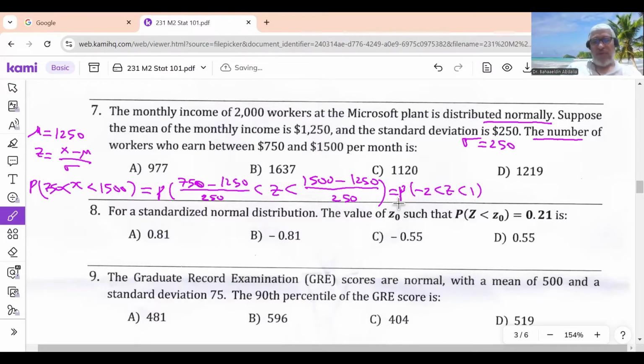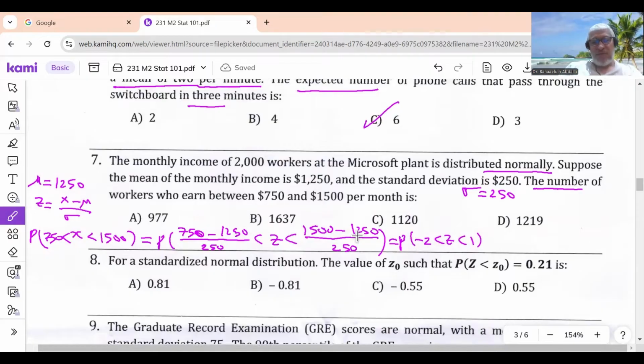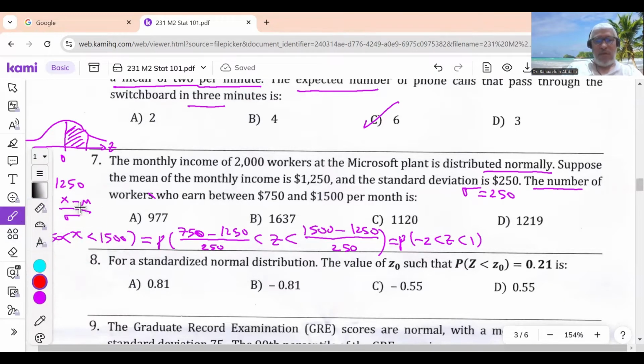So now we need to find the probability that Z is between -2 and 1. How can we find this probability? Well, we'll find it from the table. The table of Z starts from 0 to a number, so it always gives this area. But I need the area from -2 up to 1. Probability means area. So I need this probability.